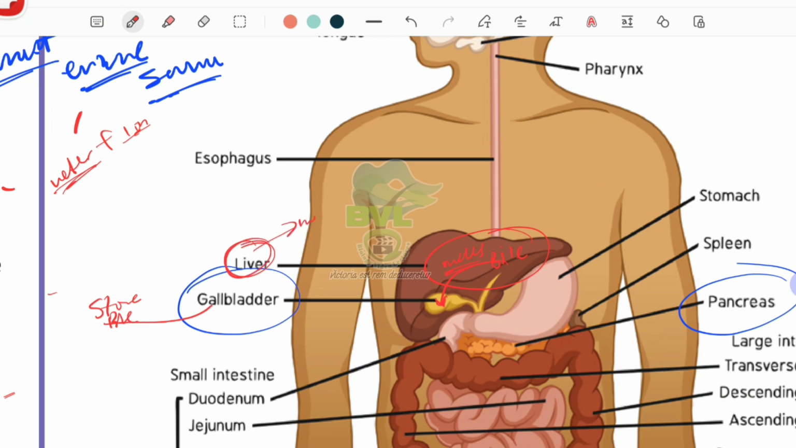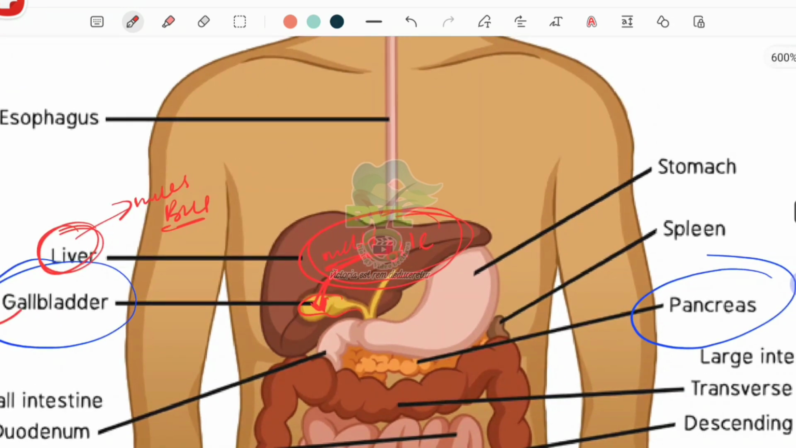So the liver makes bile. This is usually confusing to students. The liver makes bile, and the gallbladder stores it. So they work together, so to say. Whatever is made here is stored inside the gallbladder.